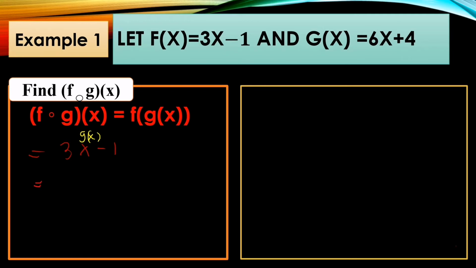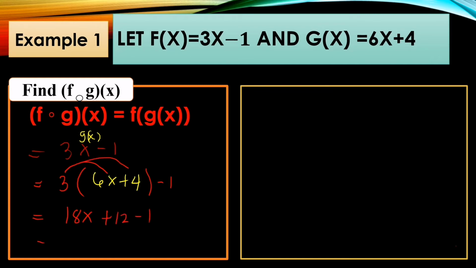So 3 times our g of x, which is 6x plus 4, minus 1. Then distributive property: 3 times 6x is 18x, and 3 times positive 4 is positive 12, minus 1. So 12 and 1 are unlike signs, that's why you need to subtract. 12 minus 1 is positive 11 because the highest sign is positive 12. So the answer is 18x plus 11.